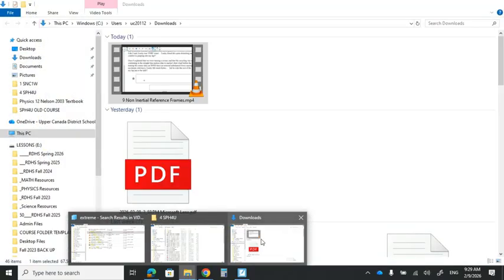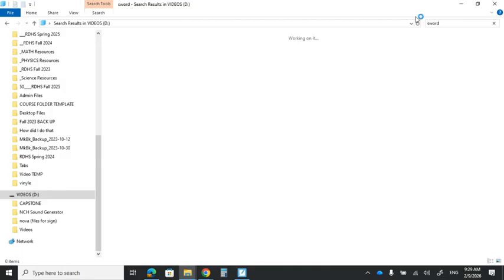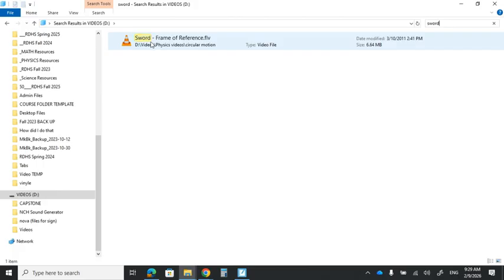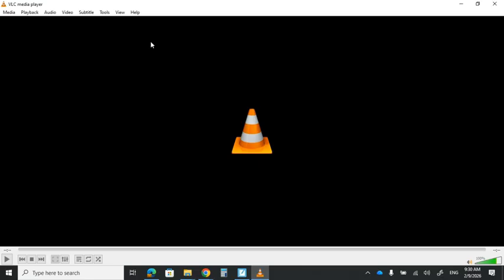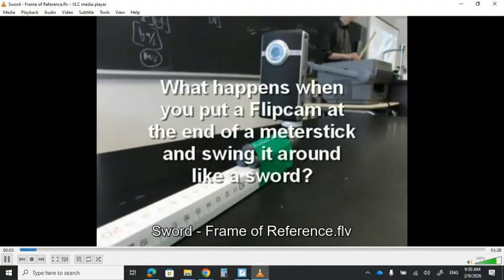This one's really cool here, the sword reference frame thing. Let's go to videos. Where am I at here? Sword. It's again along the lines of that old video that I hope you watched. You just get messed up by reference frames. Your experience of being inside of a circular reference frame is disorienting, and you start to think there's other forces going on, right?